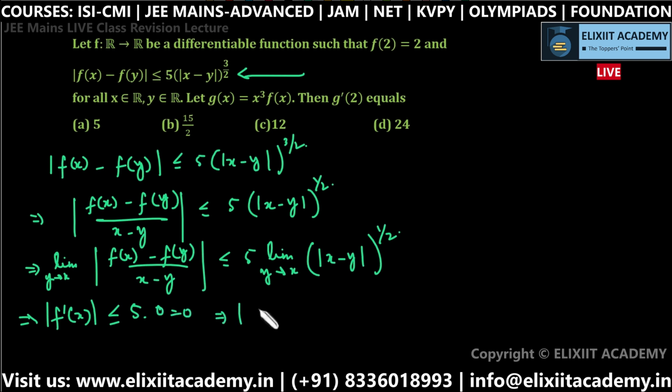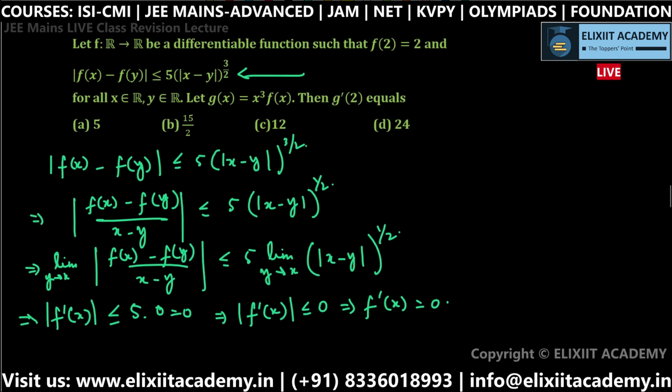So what we have is mod of f prime x less than or equal to 0, which means this is a negative. The mod function cannot be a negative quantity, so the only possibility is that it equals 0. So f prime of x is equal to 0. This was the main purpose, to find out this relation. Now we can apply this to find g prime 2.